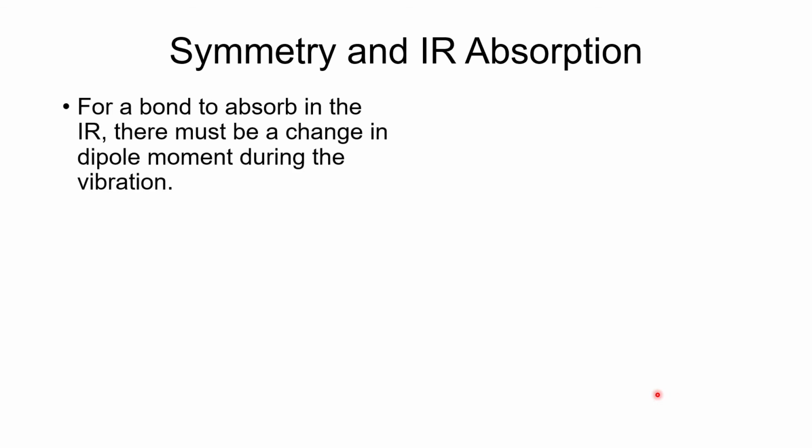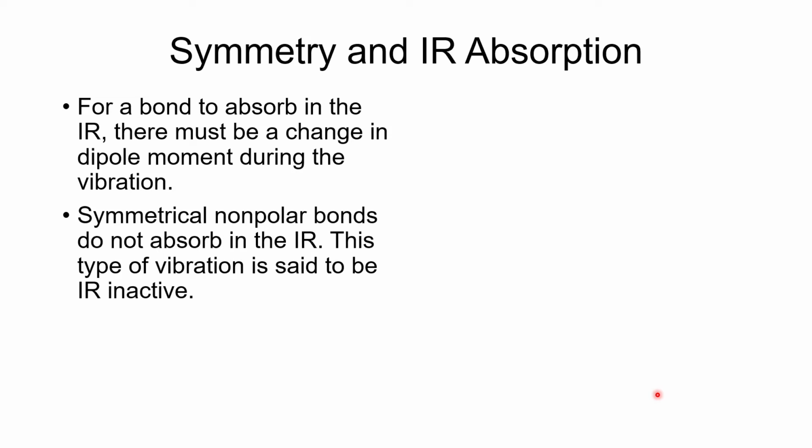All right, let me say something quickly about symmetry. There are certain types of bonds that will not absorb in the infrared spectrum, and I will show you an example of that. In order for a bond to absorb, there must be a change in the dipole moment during the vibration. So that means it has to have at least some dipole moment to begin with, and that as it vibrates back and forth, that dipole will change. If you don't have that change in dipole, that infrared radiation will not absorb. That's just the nature of it.